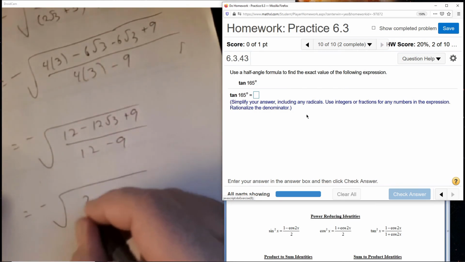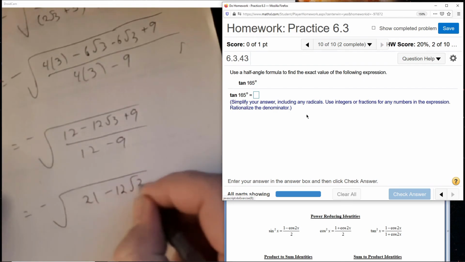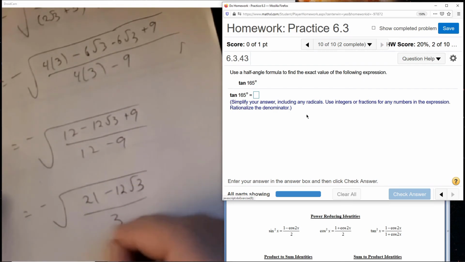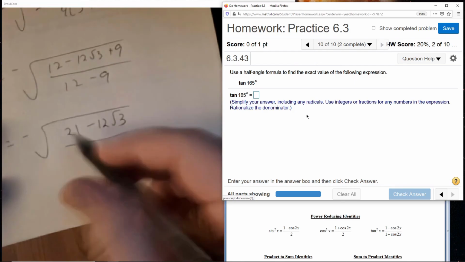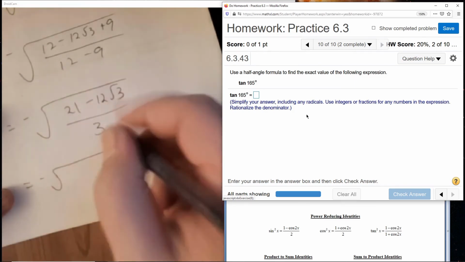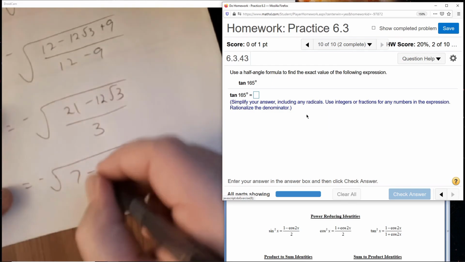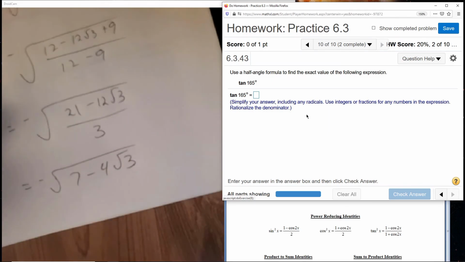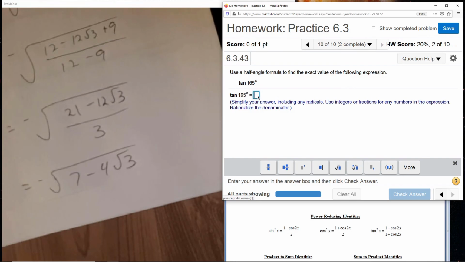Twelve and 9. A 3 will still divide out here. 21 divided by 3. 12 divided by 3. And holy cow. There it is.